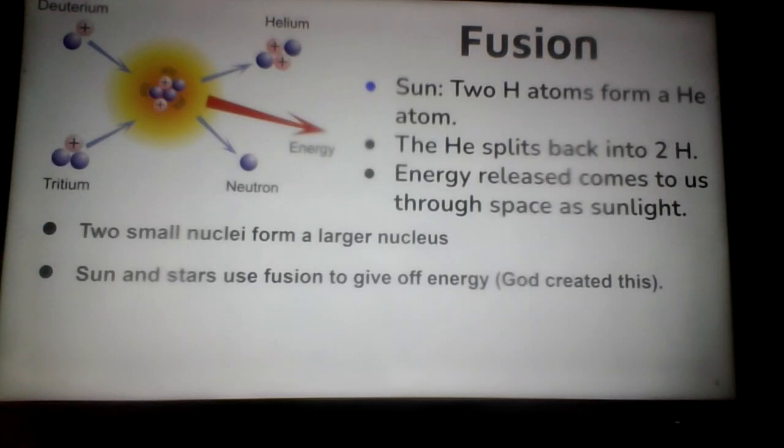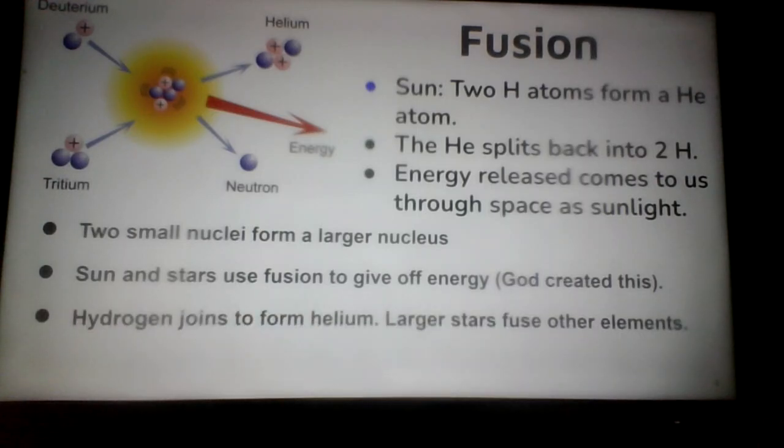Remember, God created the sun and the stars and the moon on day 4. So God created this process to give us the light and the heat and the energy that we need and all living beings need to survive. Hydrogen joins together to form helium at the sun.